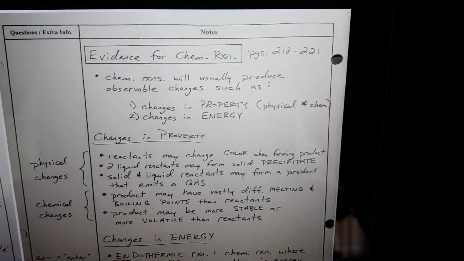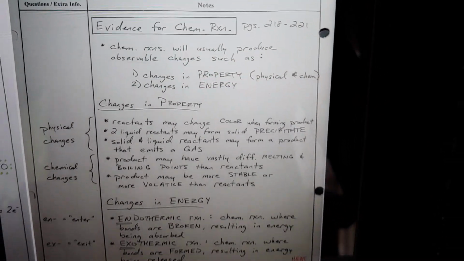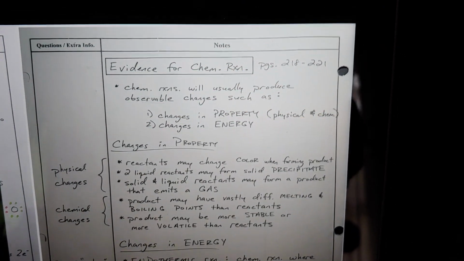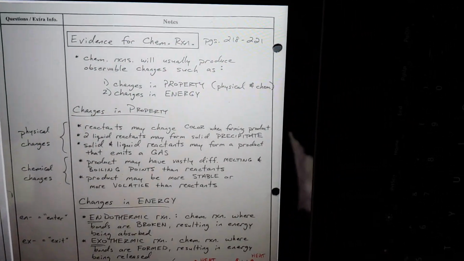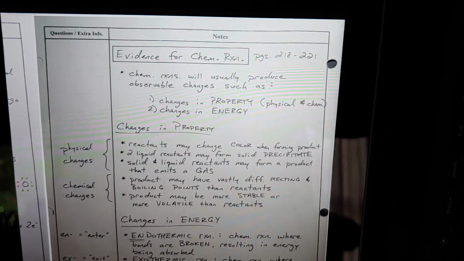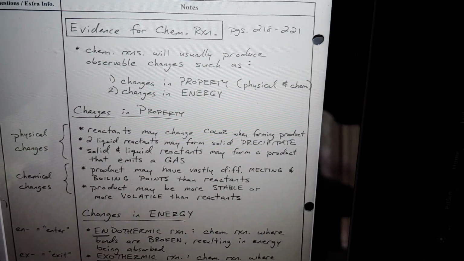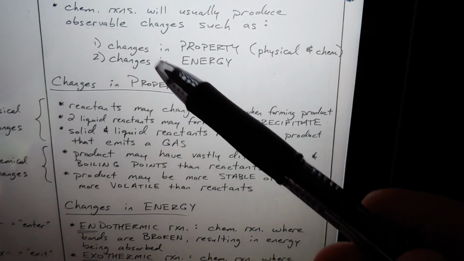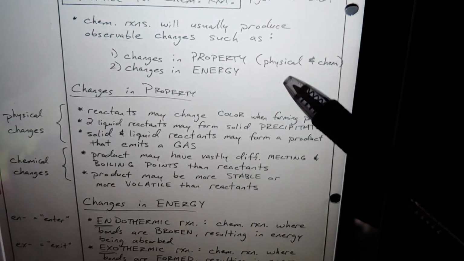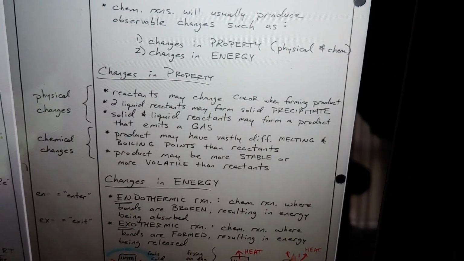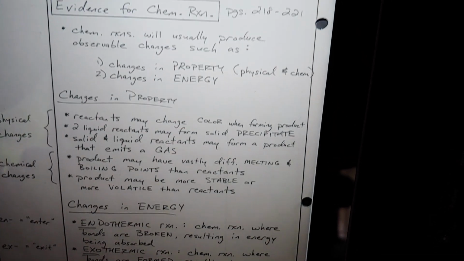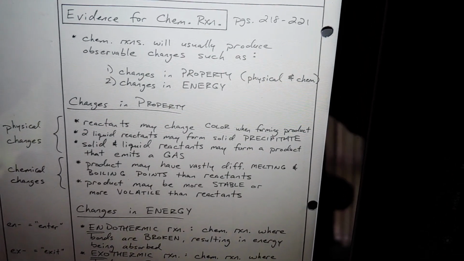All right, last page of notes. Now, how do we know that there was a chemical reaction? What's the evidence? Well, chemical reactions will usually produce something that you can see with your eyes. Sometimes you can see both. Sometimes you'll see a change in its property, like a physical or a chemical reaction. For instance, you might see the paper turn into ash. You saw it with your eyes.